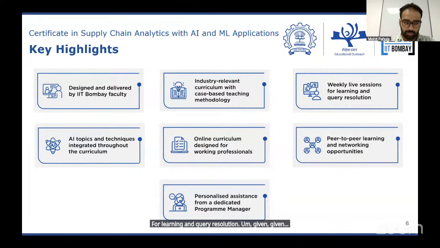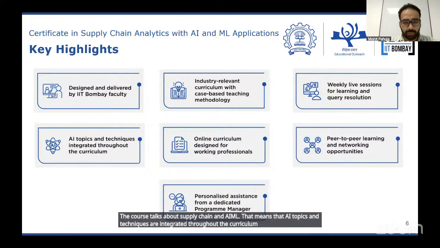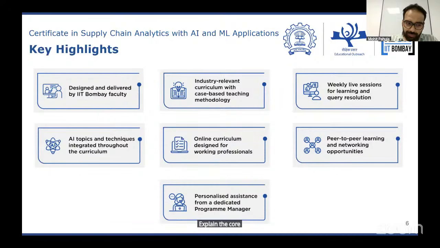Given the course talks about supply chain and AI ML, that means that AI topics and techniques are integrated throughout the curriculum, and Professor Priyank will talk more about this. But broadly, the idea is to first explain the core supply chain concept and then talk about how AI and ML can add to that and can improve the efficiency, can improve the efficacy of the process. So that's how the entire curriculum has been designed.